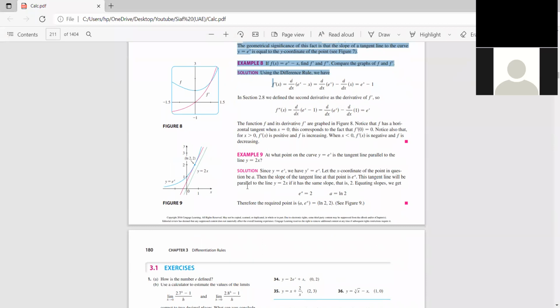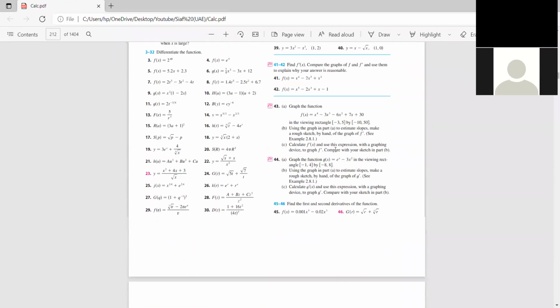Let's do example number 9. Let's leave example number 9 for now. We'll be coming back to it, because it's tangent and parallel, everything covered. So we'll be coming back.